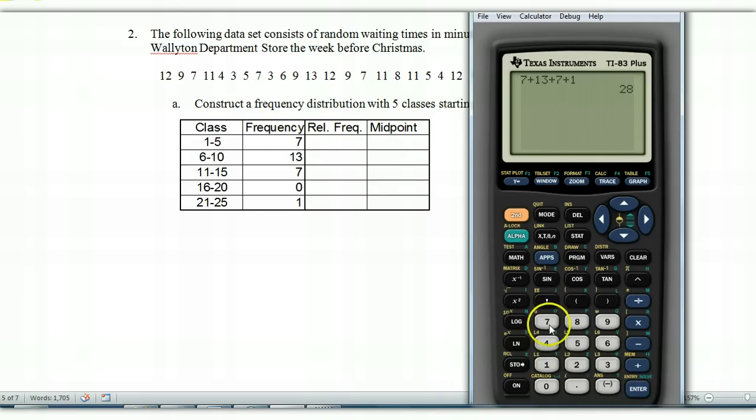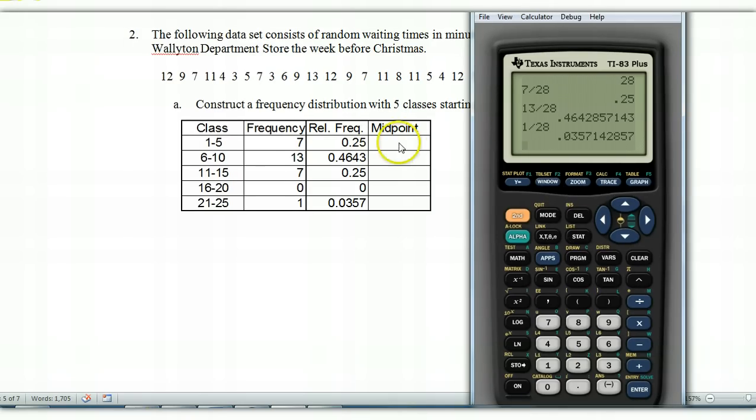So I need to divide 7 by 28 for the first and third classes. So 0.25 for here and here. I need 13 divided by 28 for that biggest class, my modal class. And then just 1 divided by 28 for that other class. Okay, so I'm going to put all those into the table. And now finally the midpoints. The midpoints literally are the average of your lower class limit and your upper class limit.